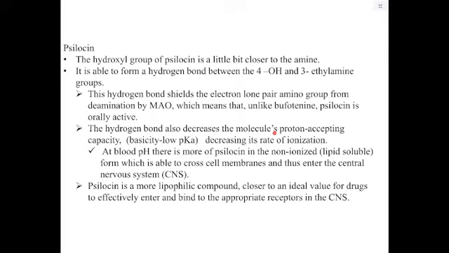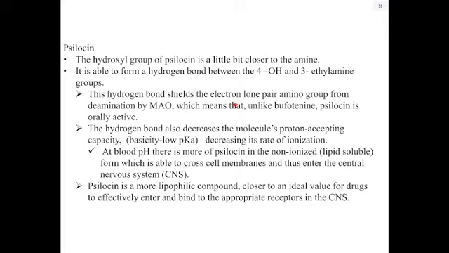Or when you form the hydrogen bond, remember a bit of the lone pair of electrons is utilized there, and therefore you decrease the basicity of the nitrogen, and therefore decrease the rate of ionization. At blood pH, there is more of the psilocybin in the non-ionized lipid soluble form, which is able to cross the cell membrane and thus enter the central nervous system. Psilocybin is a more lipophilic compound closer to an ideal value for drugs to effectively enter and bind the appropriate receptor. So we are talking about those three things.